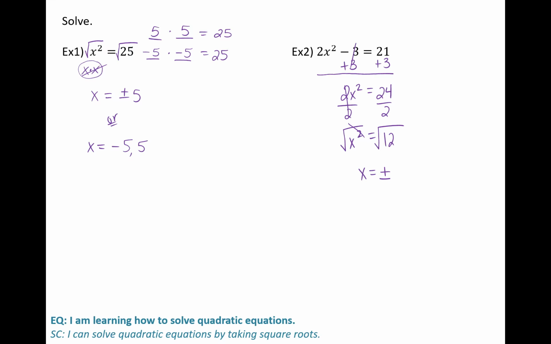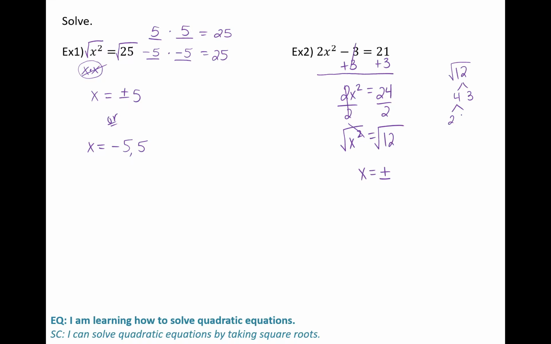Then I'm going to look at 12. Square root of 12, is 12 a perfect square? No, it's not. But I am going to look at whether or not I can break it down. So I'm going to kind of do this on the side to try to basically simplify the square root of 12. 12 breaks down into 4 and 3, or 2 and 6. You could do either way.